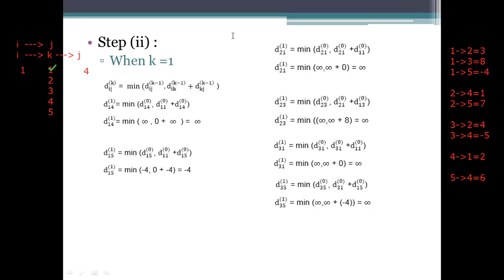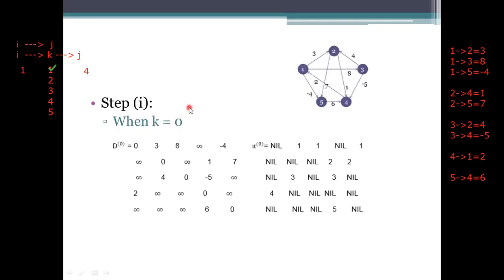From where did I take these values? I took these values from the previous one, the distance matrix D to the power of 0. There lies a value at the first row and fourth column. See here, this is the first row. At the fourth column, what is the value here? Infinity. Read that value.